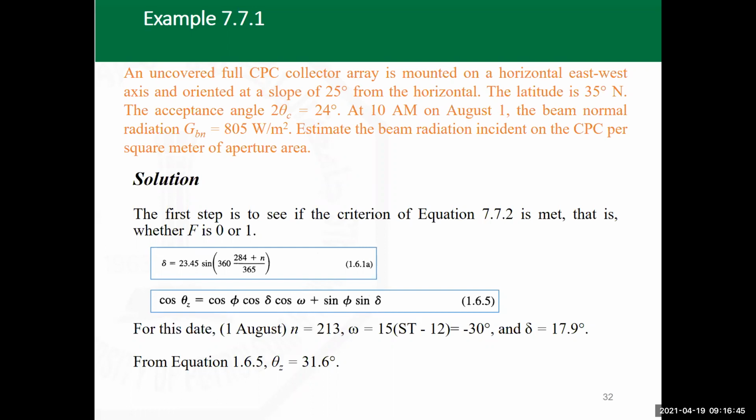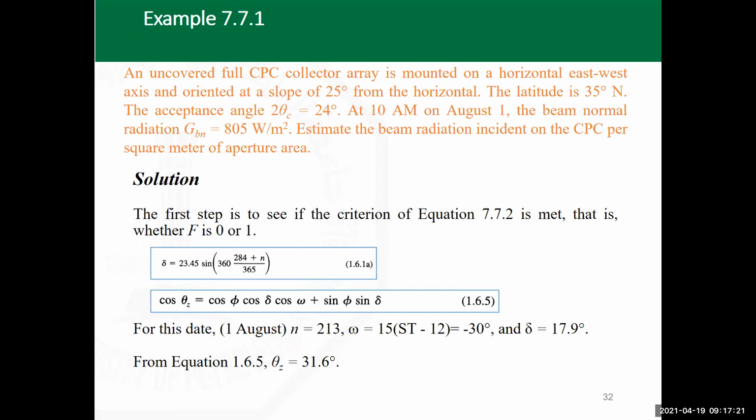The beam normal radiation has been measured to be 805 watt per meter square. What is needed is to estimate how much beam radiation is incident on the compound parabolic concentrator per square meter of the aperture area. So in this example, we see a link between the characteristics of the CPC unit and the location and the hour of the day when the energy is falling.